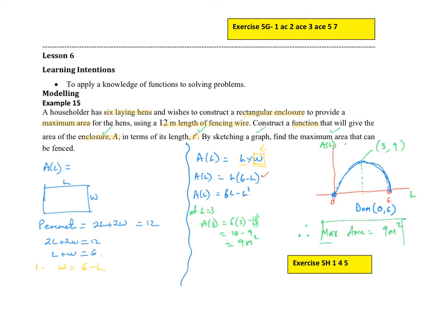So we've done similar problems. The only difference is going to be we're going to use our function notation here instead of our y equals or A equals.